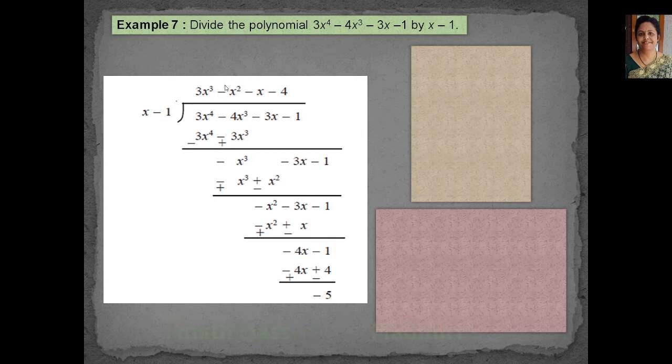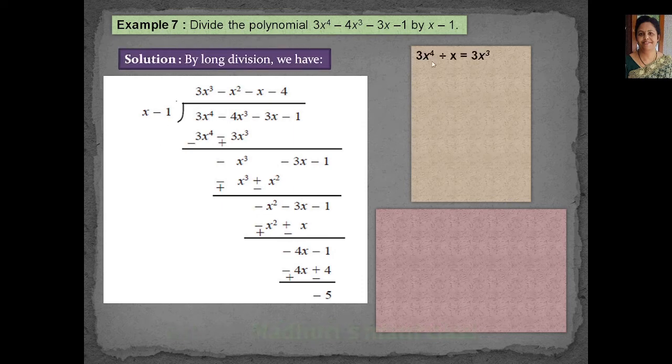So now we will write 3x raised to 4 minus 4x cube minus 3x minus 1 divided by x minus 1. Here the first term of the dividend is 3x raised to 4 and the first term of the divisor is x. We will divide 3x raised to 4 by x. So we will get 3x raised to 4 divided by x is equal to 3x raised to 3.